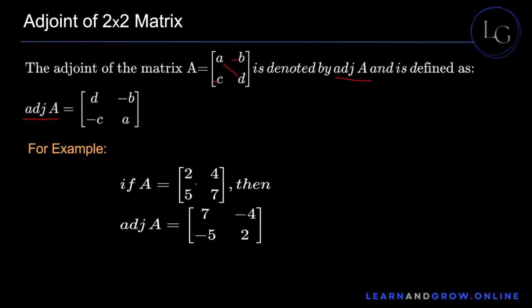Now see this example here. To find the adjoint of A here, you'll switch 7 and 2, and you'll reverse the signs of 4 and 5. So this becomes this.